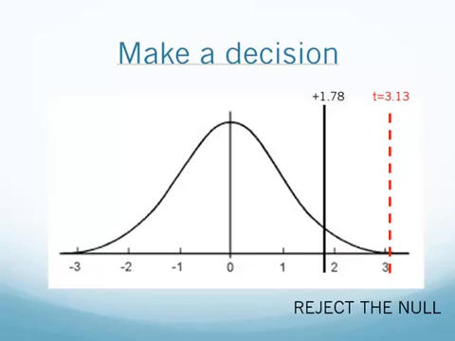So if we plot that on our curve that we generated at step 2, we see that indeed it is greater than our t-critical value of plus 1.78. We visually see that it falls into our critical area. So our answer is to reject the null hypothesis.